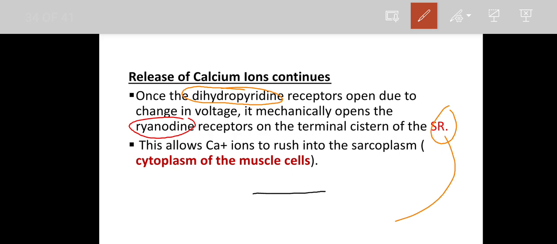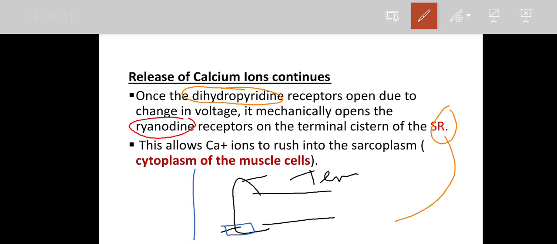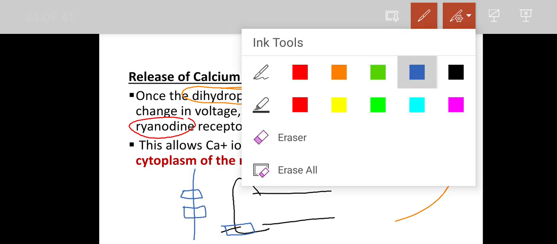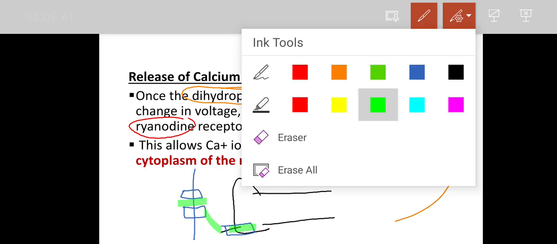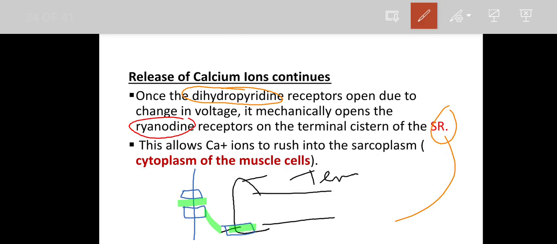Let me draw it. This is the sarcoplasmic reticulum, and these are projections. These projections are what we call the terminal cisterna, and exactly here is where the ryanodine receptor is located. Then the T-tube is here, and the dihydropyridine receptor is here. They are mechanically connected, and this automatically opens the ryanodine receptors. You remember the sarcotubular system?